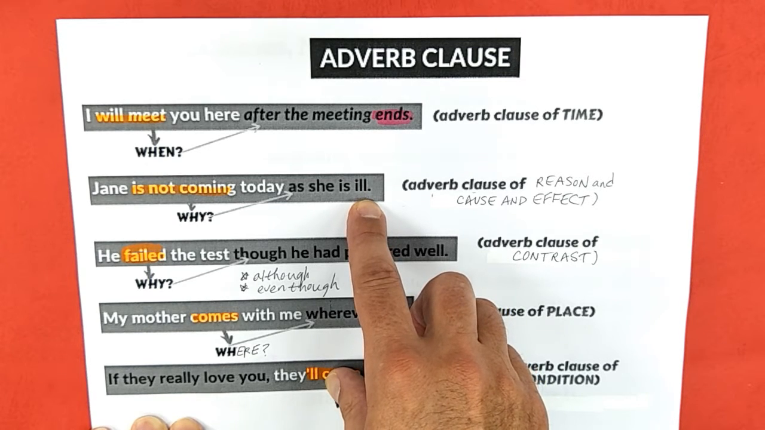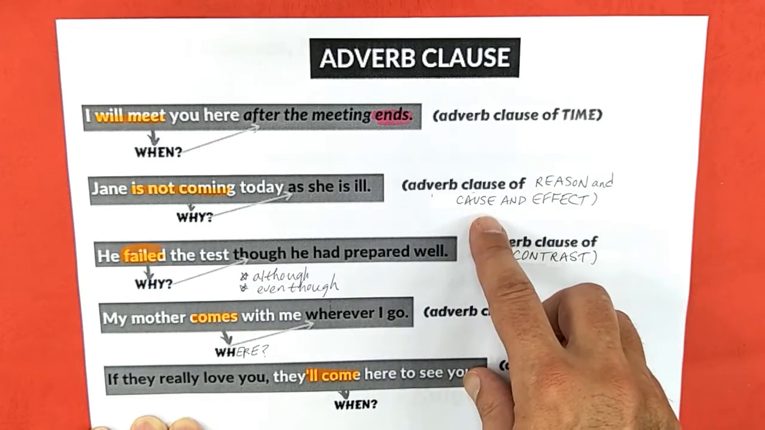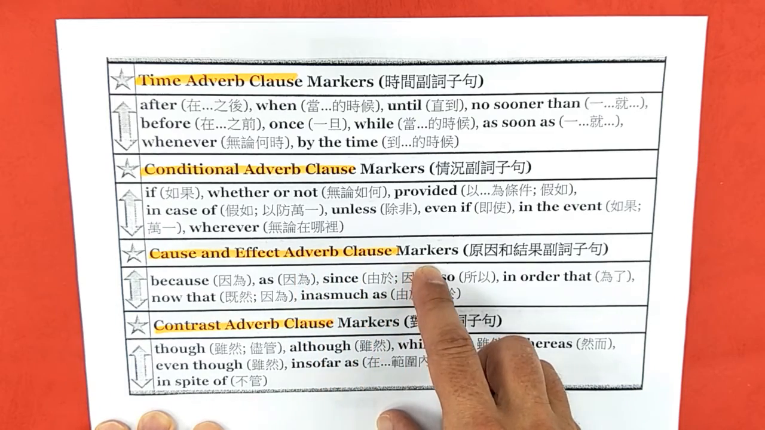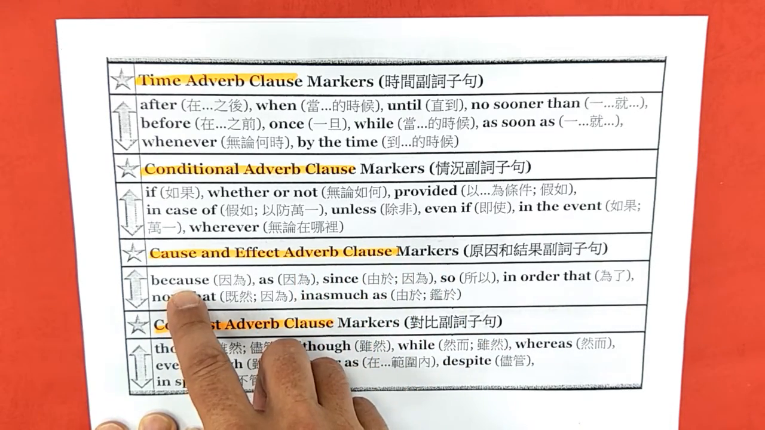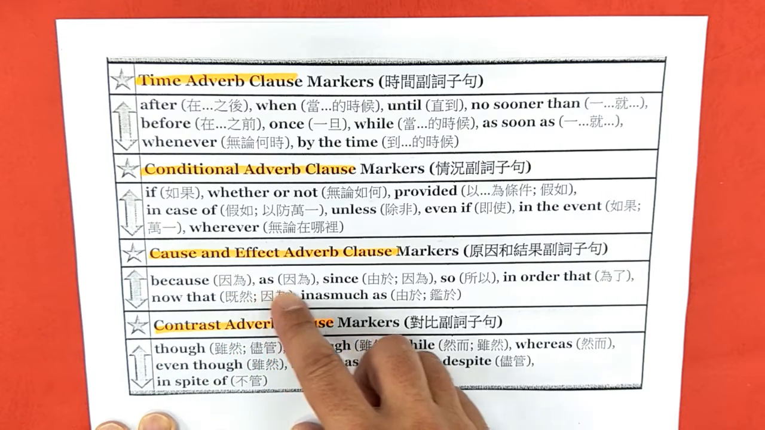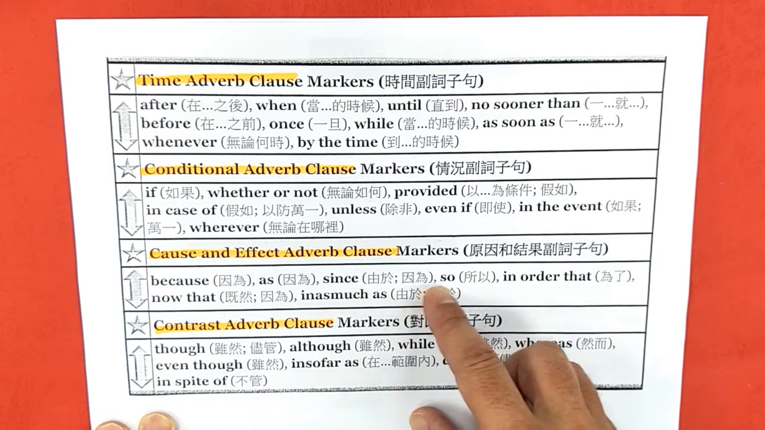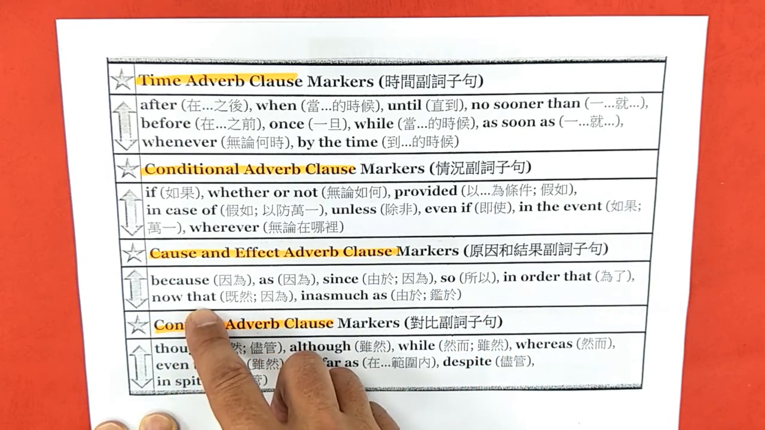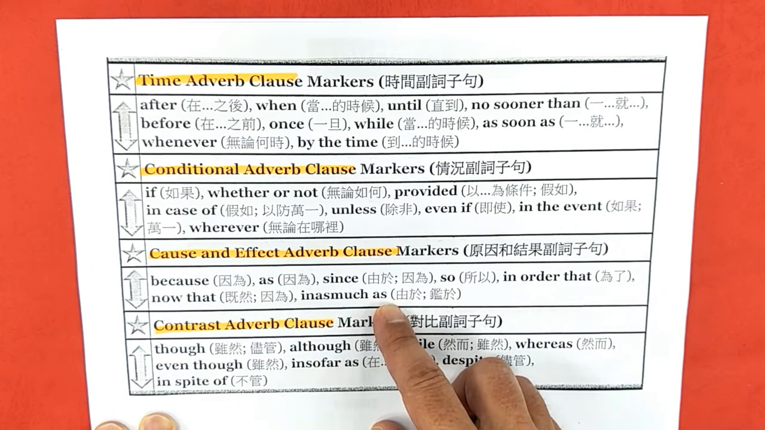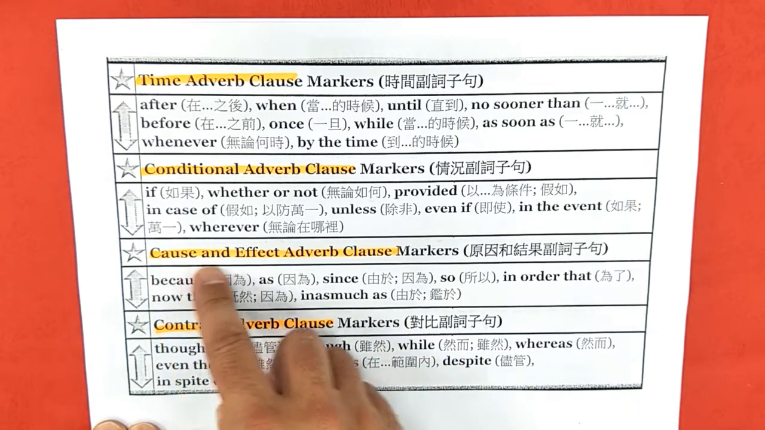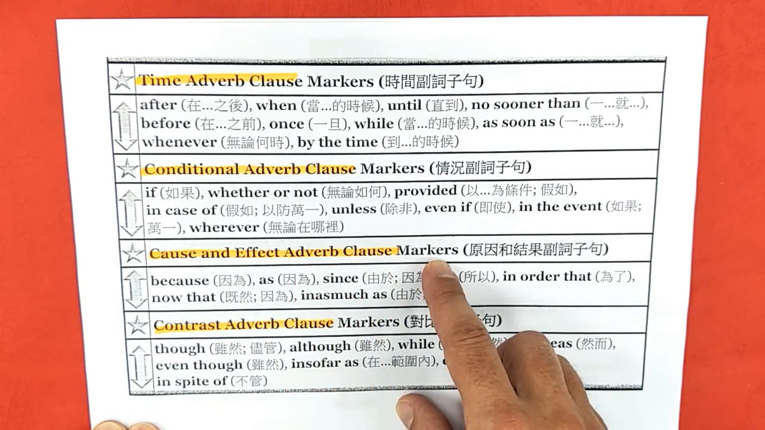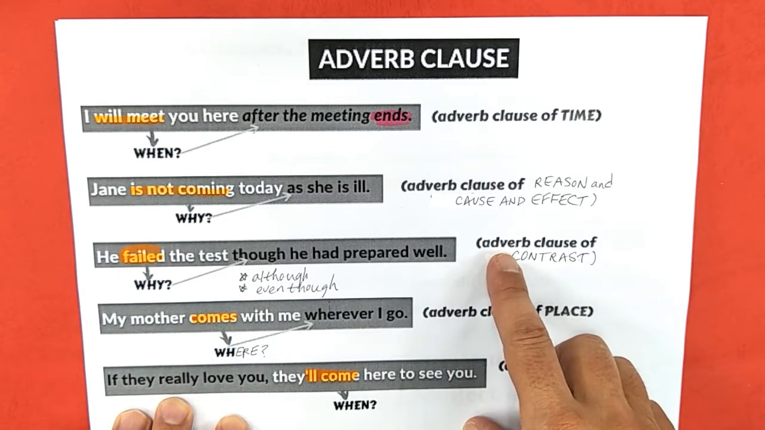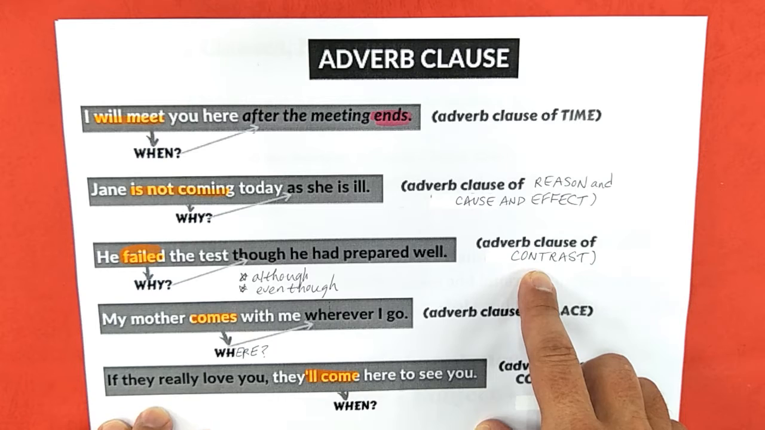Let's take a look at other adverb clause of reason and cause and effect markers. Cause and effect adverb clause markers. Because, as, since, so, in order that, now that, in as much as. These are cause and effect adverb clause markers. Very useful in English.